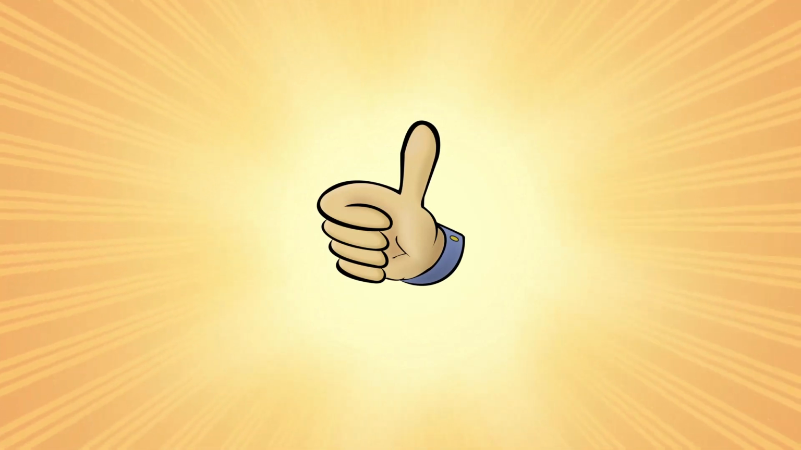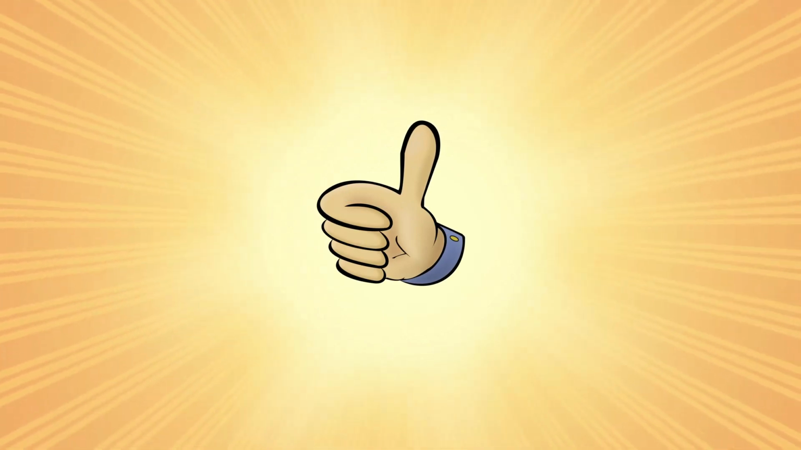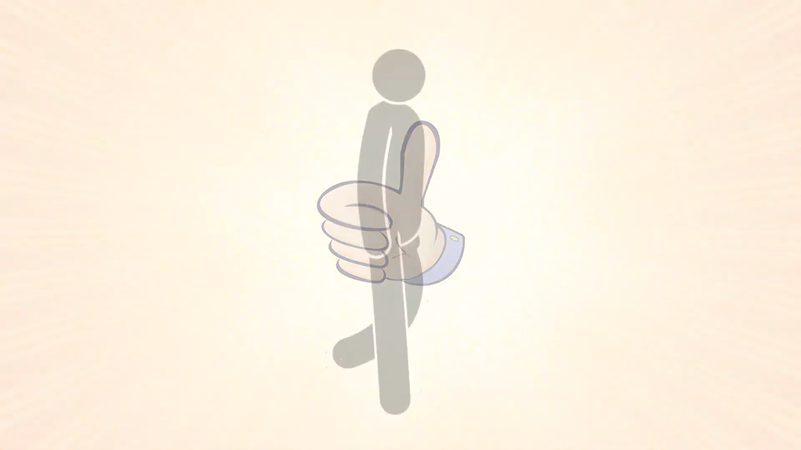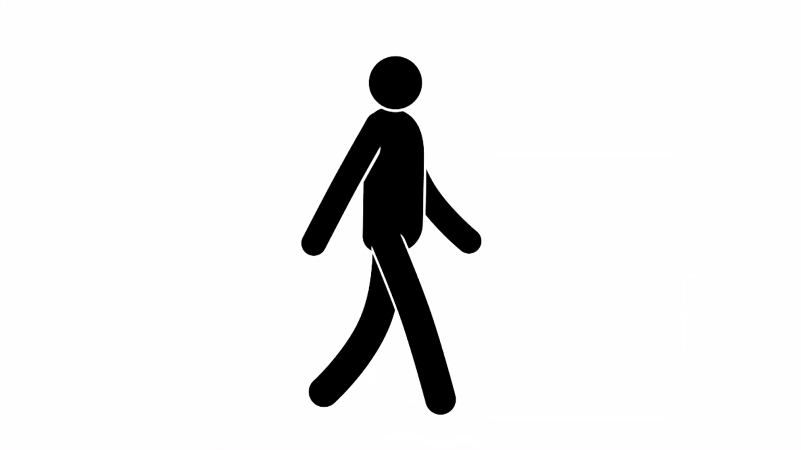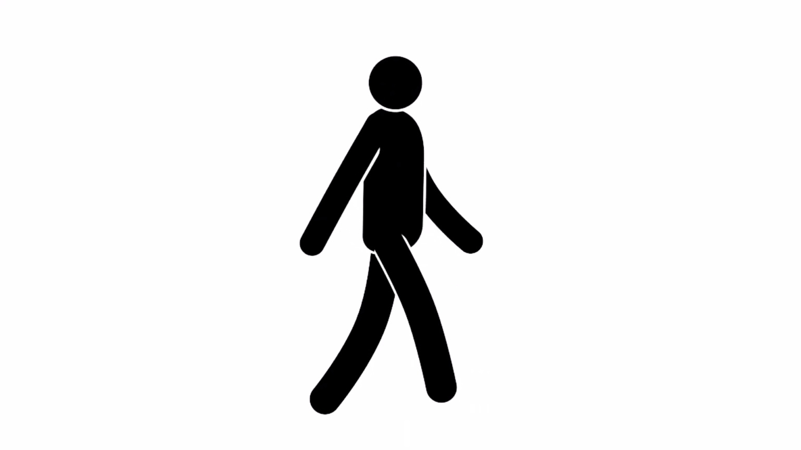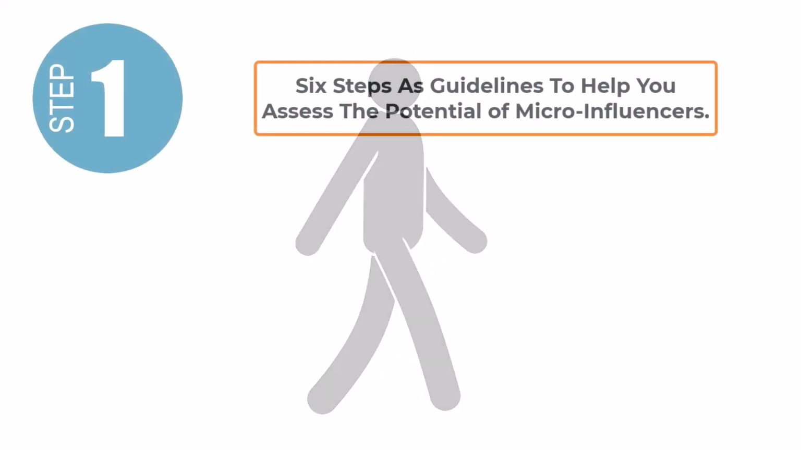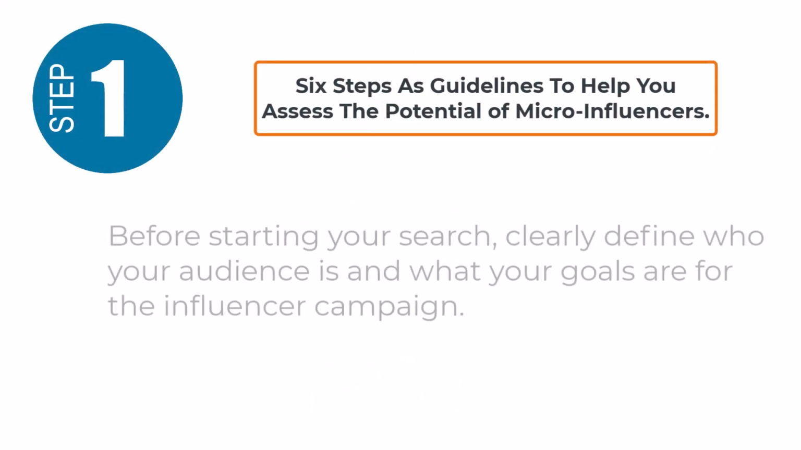Finding the right micro-influencer for your brand is like finding the perfect piece to your puzzle. When done correctly, it can lead to incredible synergies and successes for your business. And like it is with many things, there are a number of steps that you are required to take to achieve the best results. We have listed 6 steps as guidelines to help you assess the potential of micro-influencers. Step 1 is always the most important one to take.